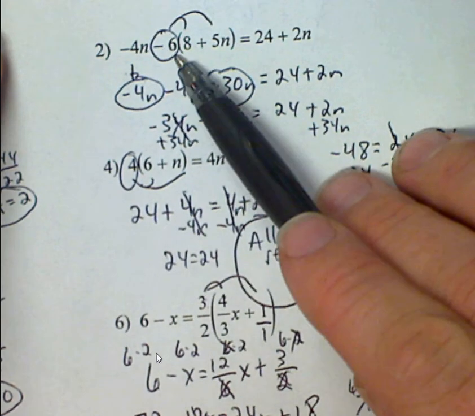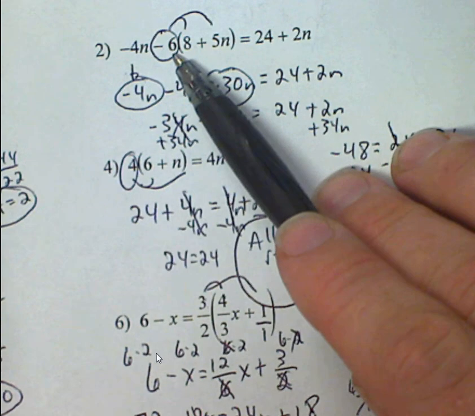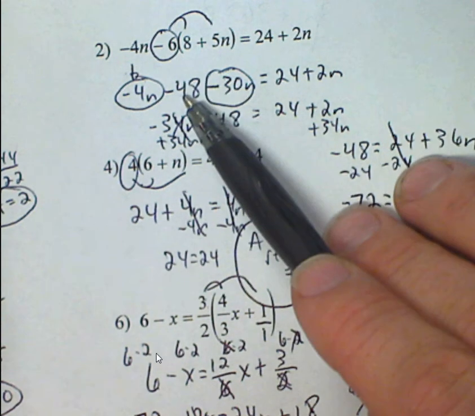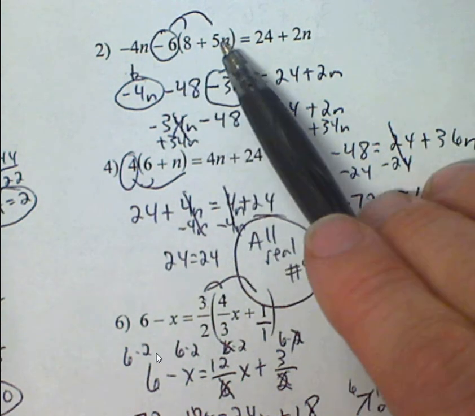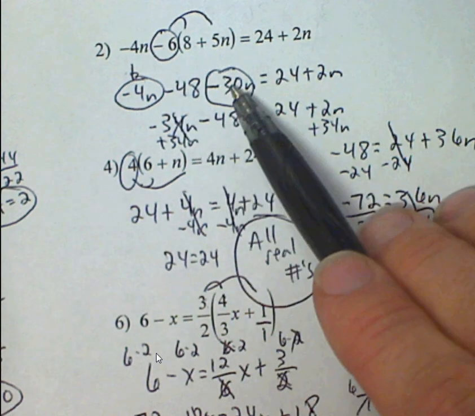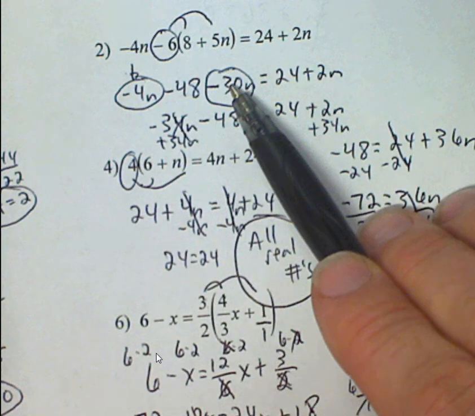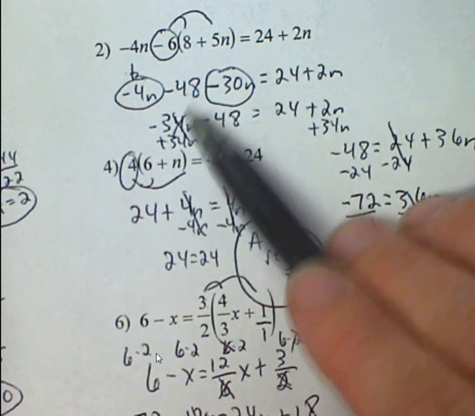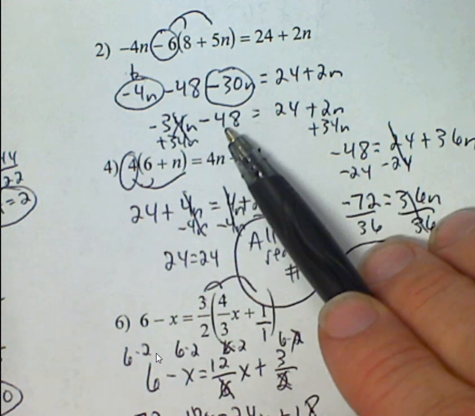On number 2, you must distribute first. Negative 6 times 8 is negative 48. Negative 6 times 5n is negative 30n. Combine like terms on the same side. That gives me negative 34n, and I brought down the minus 48.